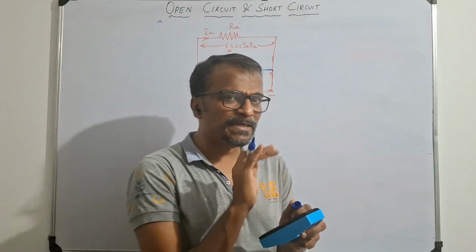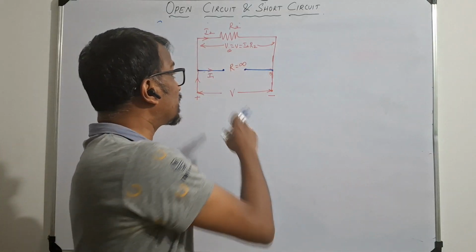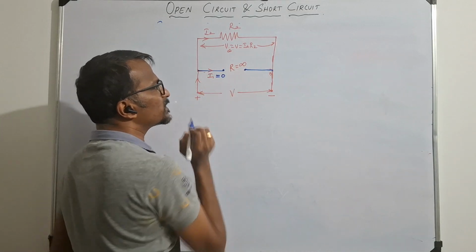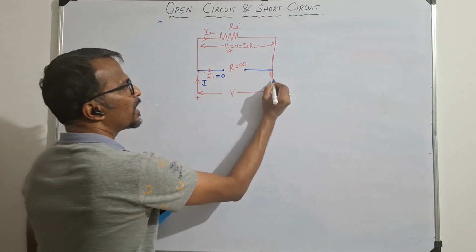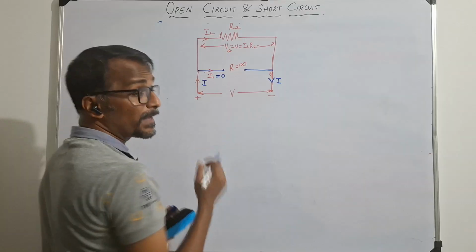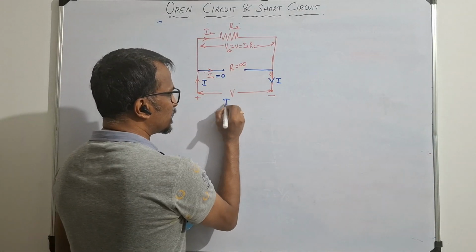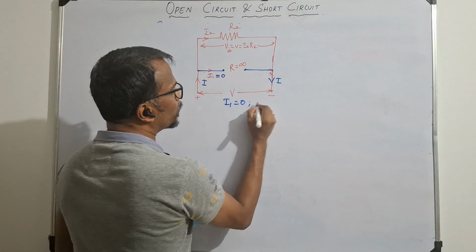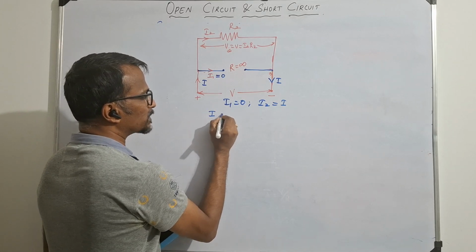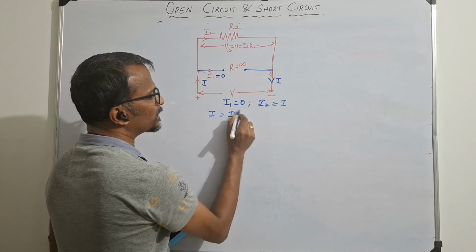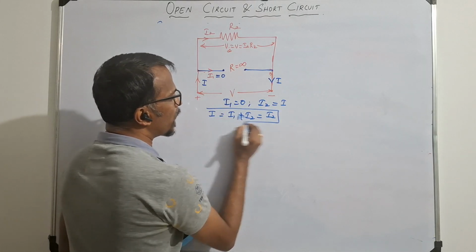When the resistance is less, current flow will be maximum. When the resistance is maximum, current flow will be minimum. In our case, there is no current flow, that means I1 is equal to 0. Now the current is entering here and leaving. Can you tell me what is the value of I1? I1 is 0, and what about I2? I2 is equal to the total current. Already we know in the parallel connection I is equal to I1 plus I2. As I1 is 0, I is equal to I2.